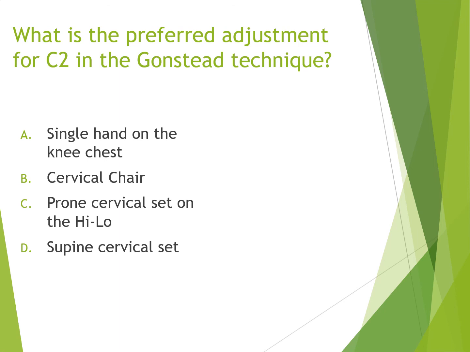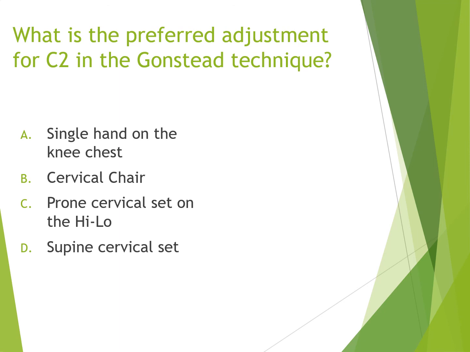What is the preferred adjustment for a C2 in the Gonstead technique? Is it single hand underneath chest table, cervical chair adjustment, a prone cervical set on the high-low table, or a supine cervical set?